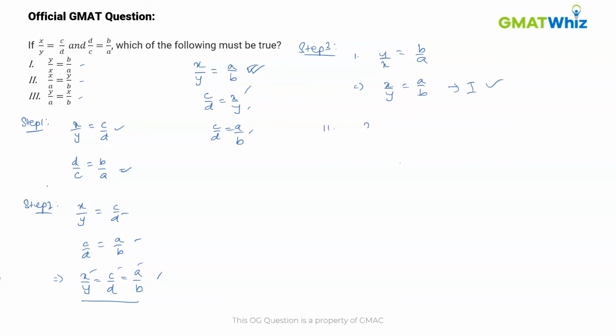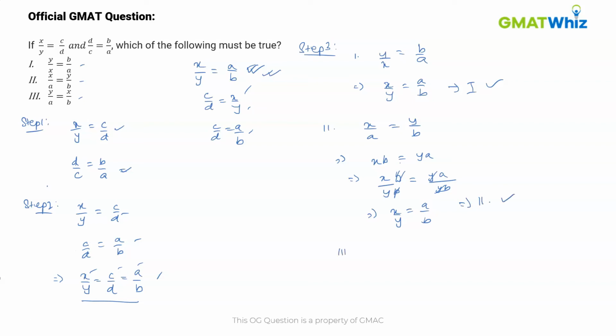Now in statement 2, we have x by a equal to y by b. Cross multiplying it, we get x into b is equal to y into a. And now dividing by y on both sides and by b on both sides, b gets cancelled here and y gets cancelled here. We have x by y equal to a by b, which is also correct. So the second option is also correct.